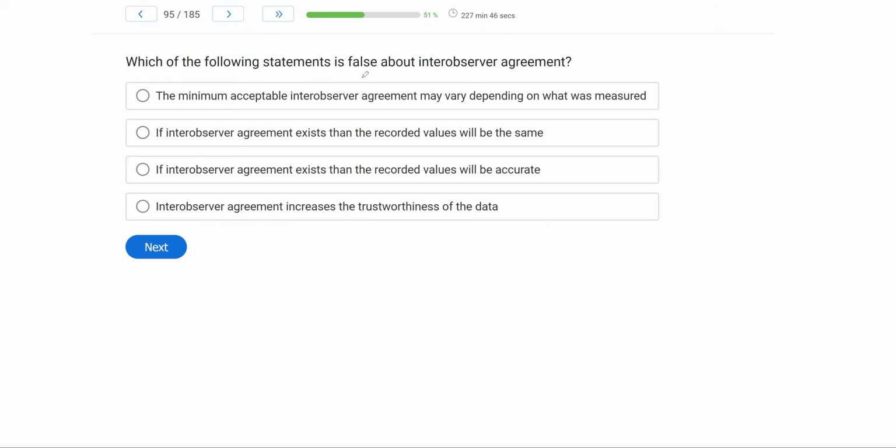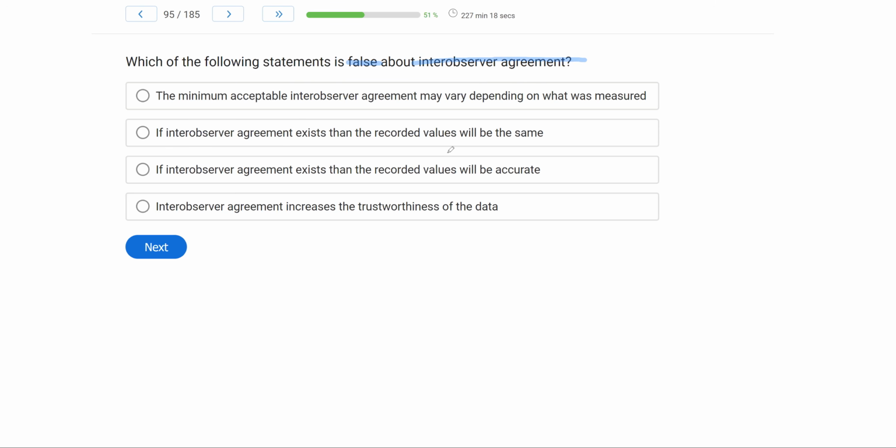Which of the following statements is false about Interobserver Agreement? Well, let's just start with this word false, right? Very important. Words like not, words like false, extremely important to identify immediately, meaning 3 of these are likely true, right? If 1 is false, that means 3 are probably true. So what is false about Interobserver Agreement? So we can either identify the true ones or we can find the false one. Well, let's just do both, right?